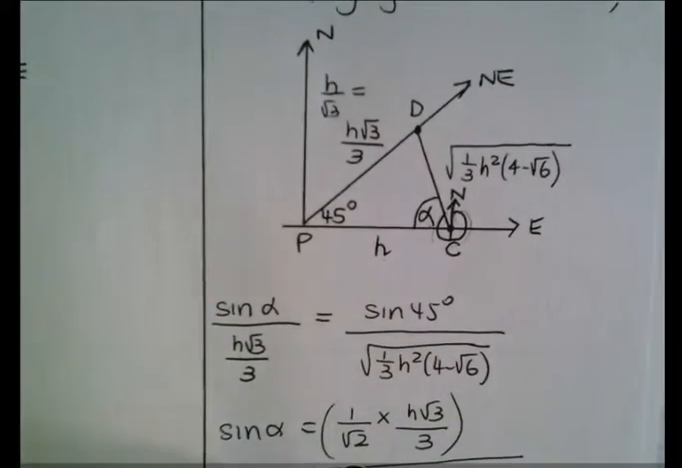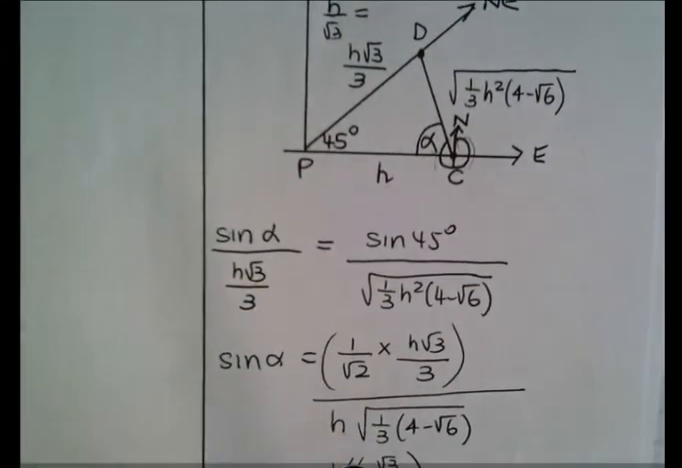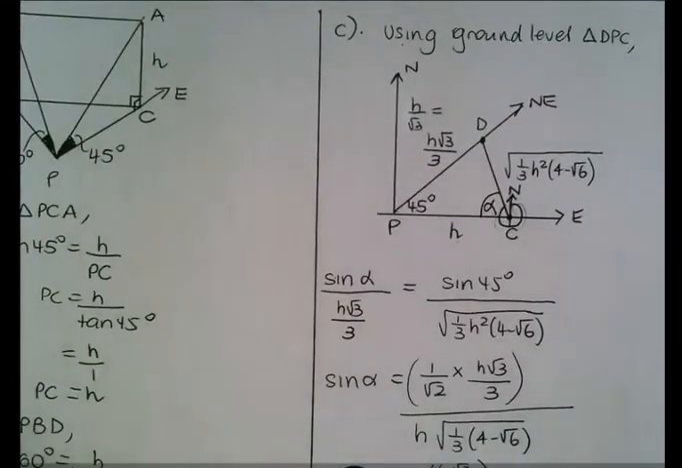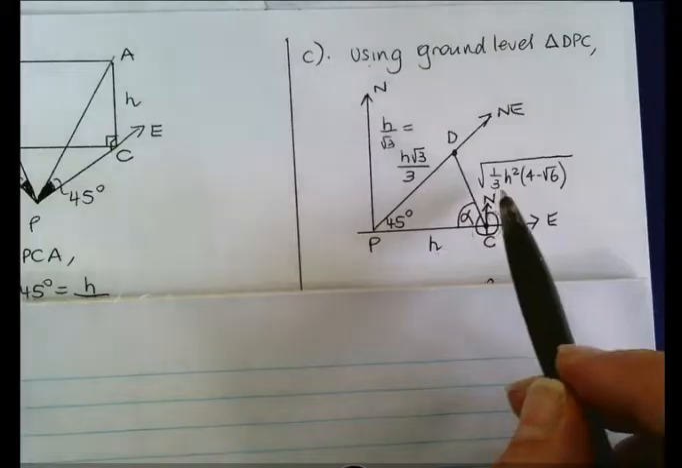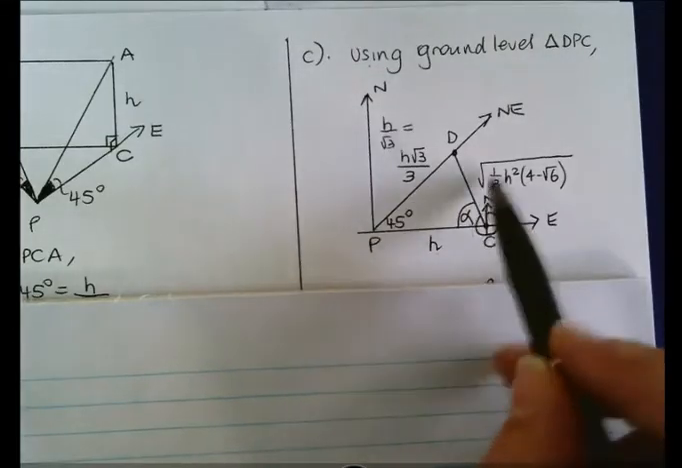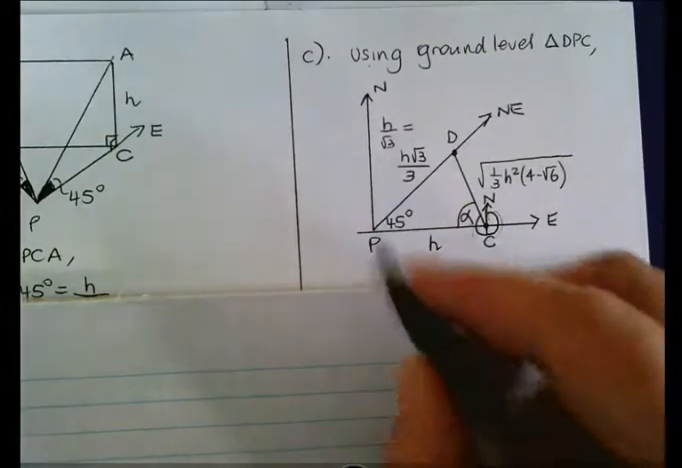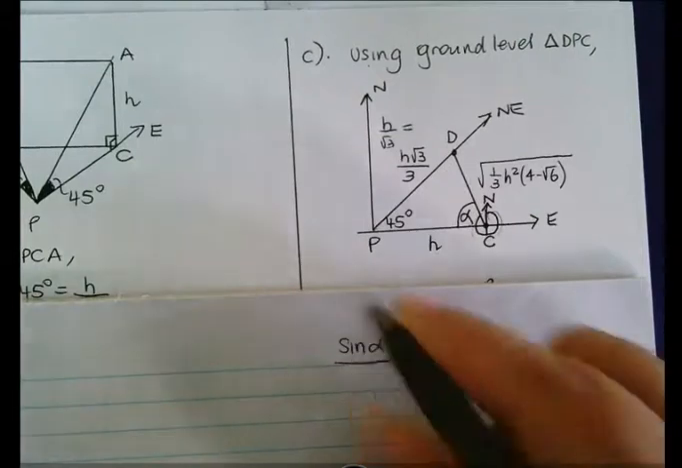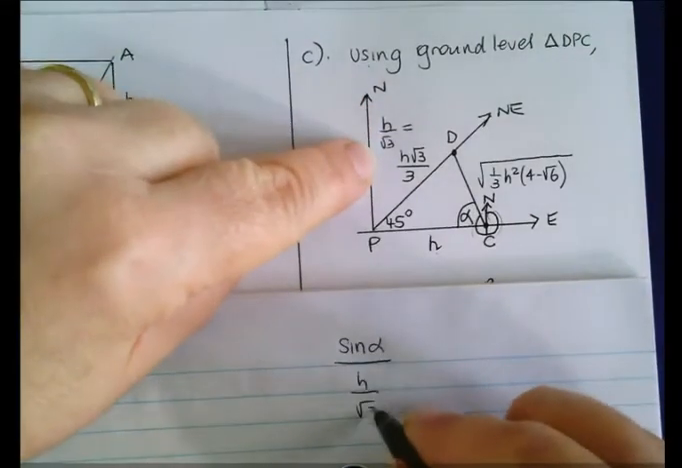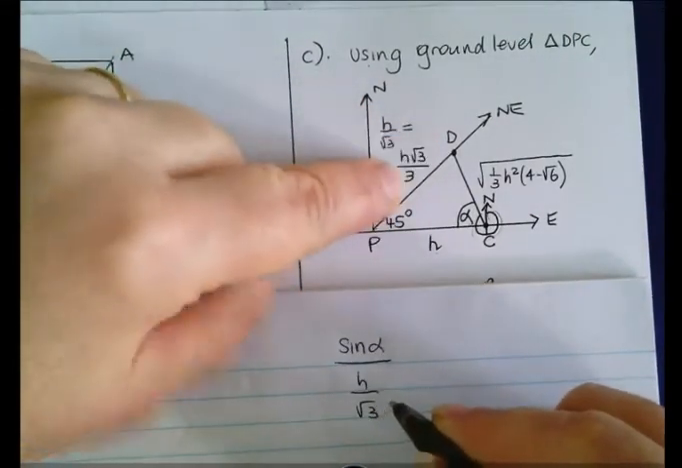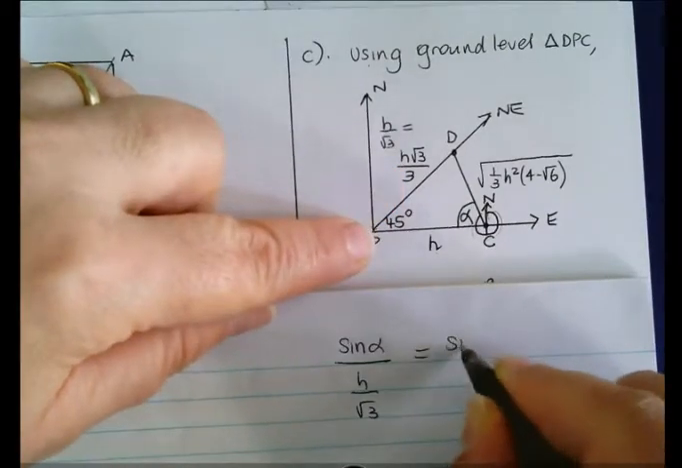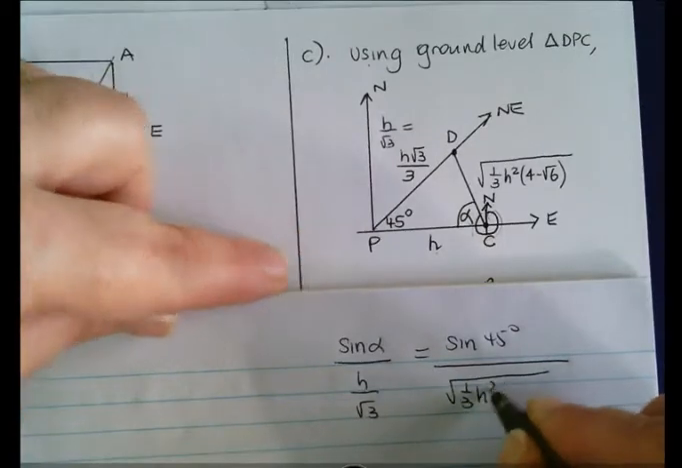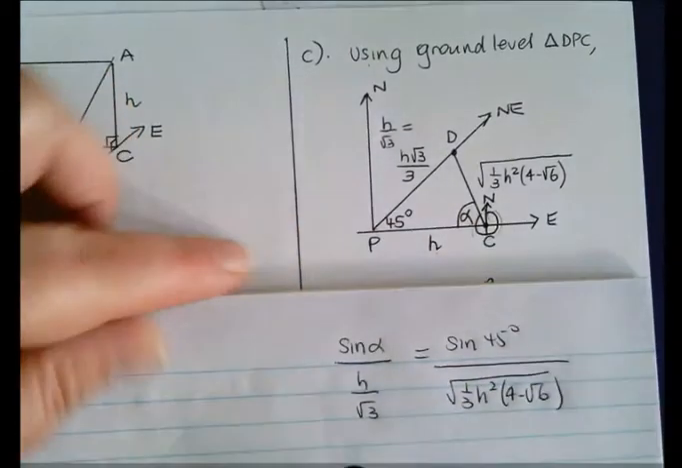Let me just rewrite it. CD is the square root of CD squared, so it's the square root there. So now we can use the sine rule. So sine of alpha over, I'm going to call this H on root 3, not the rationalized version of it, equals sine of 45 degrees over the square root of 1/3 H squared, 4 minus root 6.